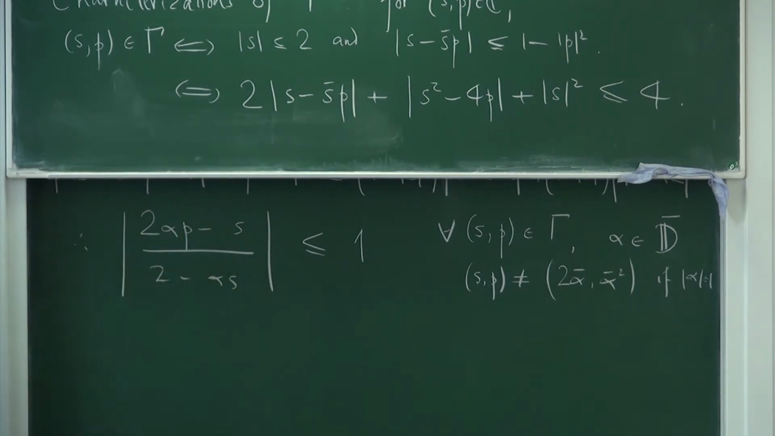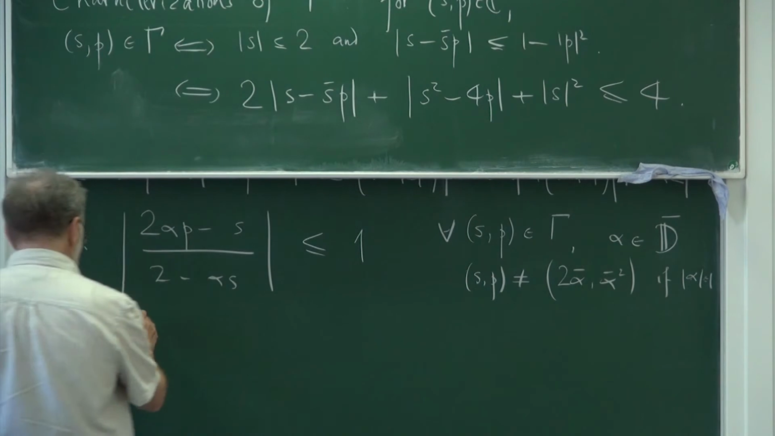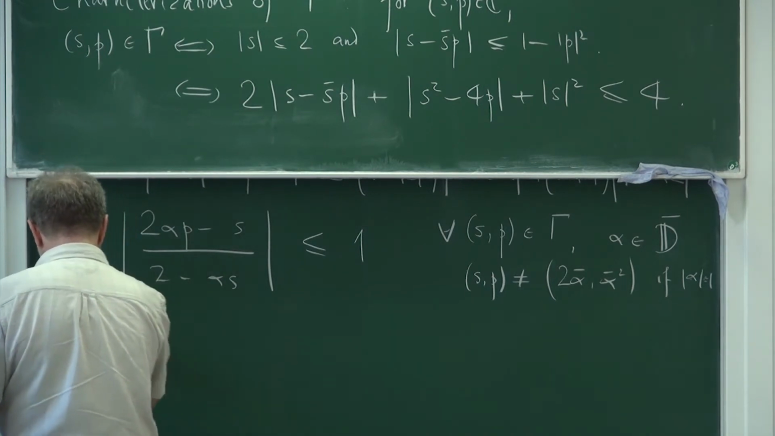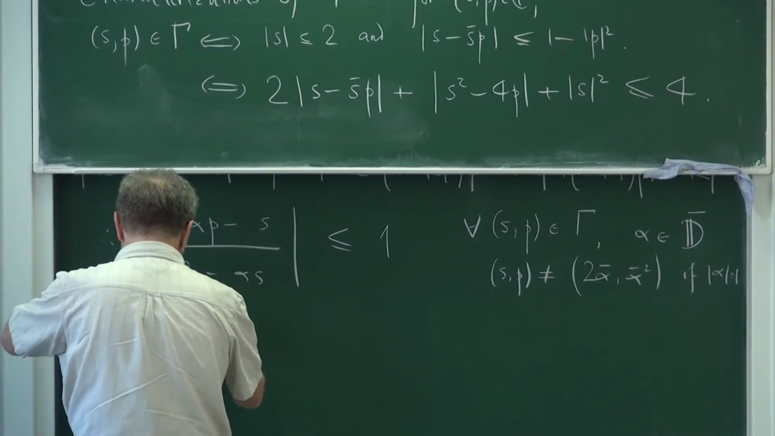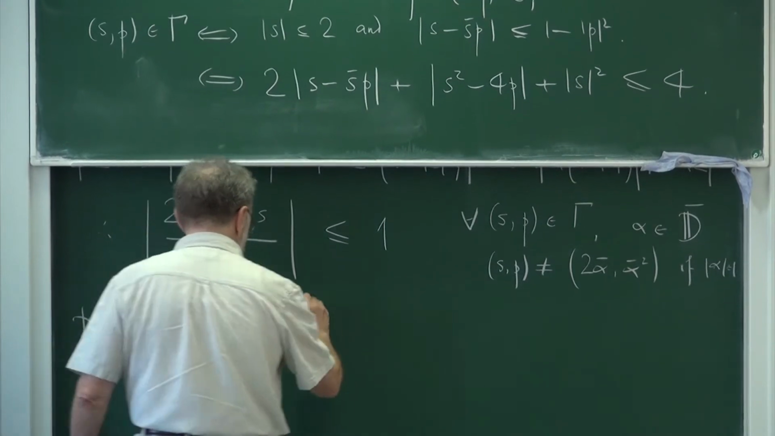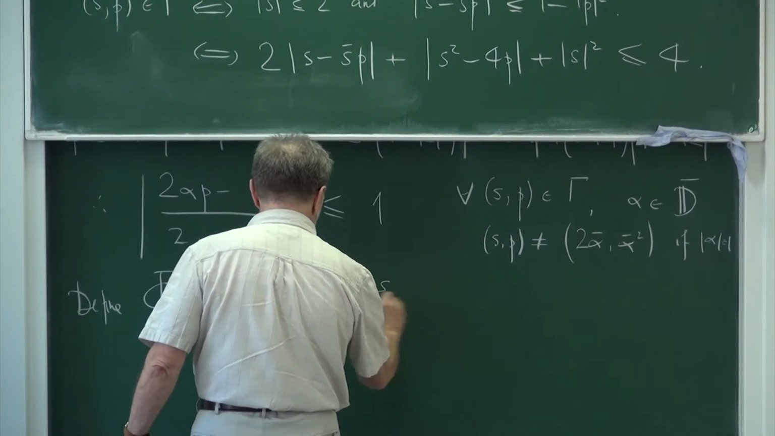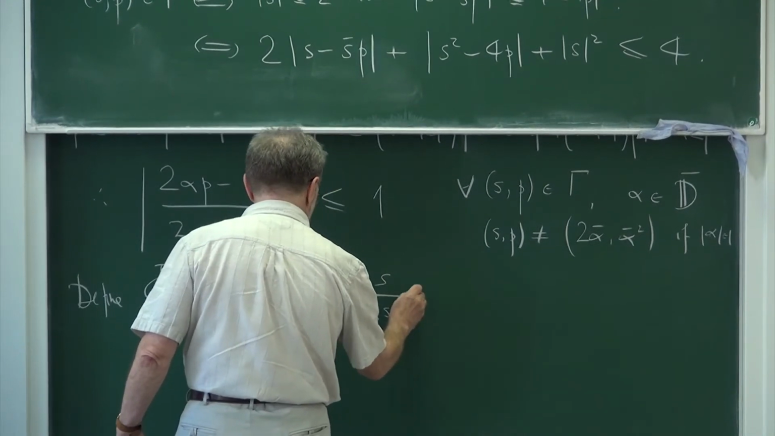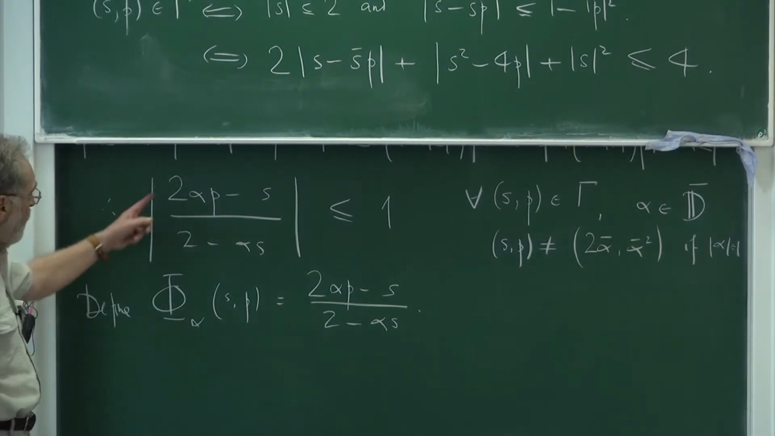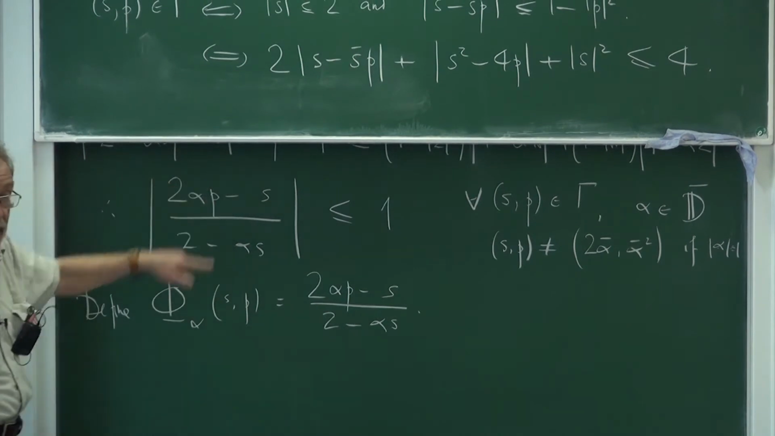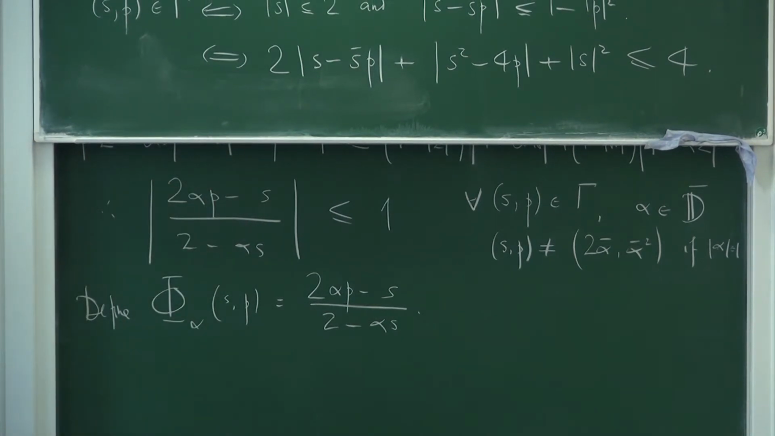And this plays such an important role, this function here, that I'm going to give it a name. So let's define phi alpha of s comma p to be this quantity, 2 alpha p minus s over 2 minus alpha s. And I've observed, as long as you believe my identity there, I've shown that phi sub alpha maps gamma into the closed unit disk.